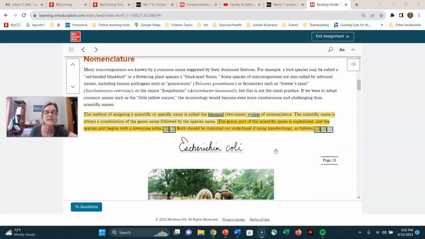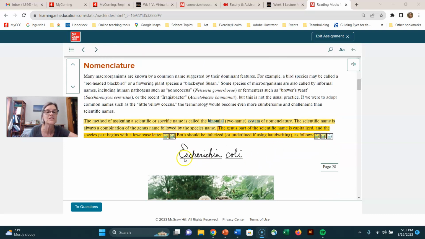And what you see is that in the binomial system of nomenclature, we have two words to give us a name, and probably everybody's heard of E. coli, but its real name is Escherichia coli. So we have the two names there. Escherichia is the genus. And so the genus is going to be the first name in the binomial name, or in the scientific name. Coli is going to be the second part, and that's the species.